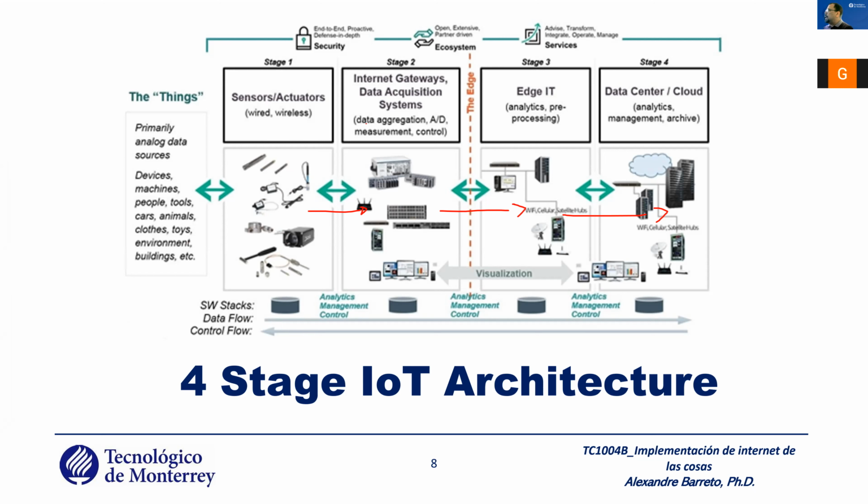The gateways aggregate the data, they control the data, the edge analyze it and pre-process, and the cloud make the big analysis and manage an archive of data. Okay, but when you analyze one architecture, you would like to understand how the data flow and how you control the flow of the control. When you see here, the data flow use this path and the control use the opposite path. Okay, it's the thing that is important when you analyze the architecture.